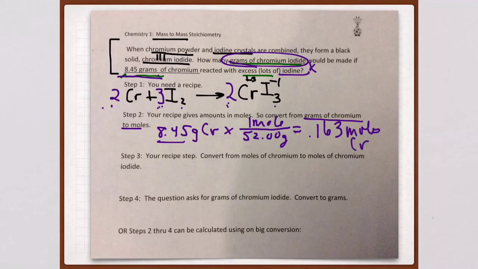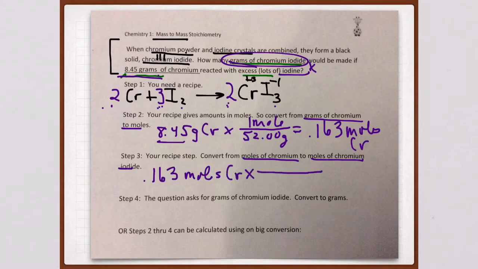Okay, again, what's our end game? We're trying to get grams of chromium iodide. So our next step is we need to go from moles of chromium to moles of chromium iodide. And we do that from our recipe step. So we've got 0.163 moles of chromium. And from our recipe step, we know that for every 2 moles of chromium, we get 2 moles of chromium iodide.